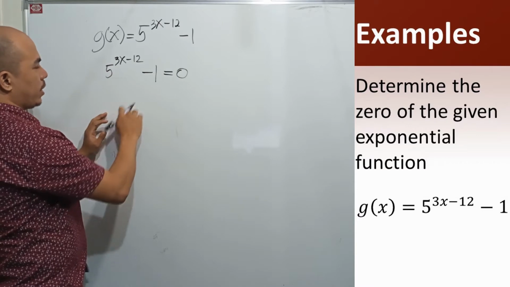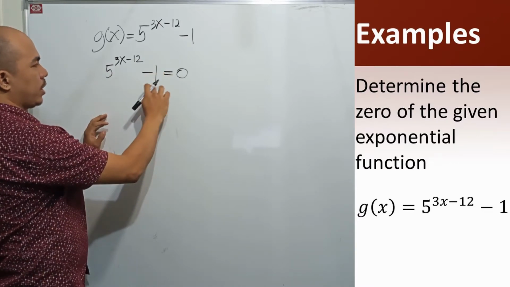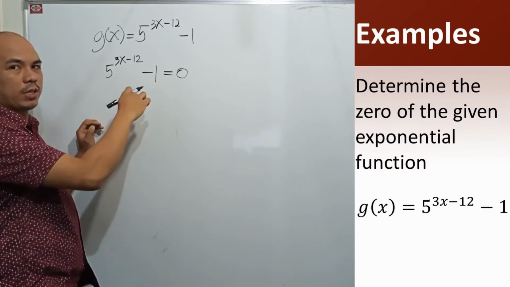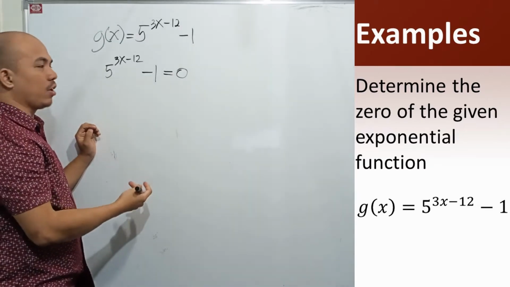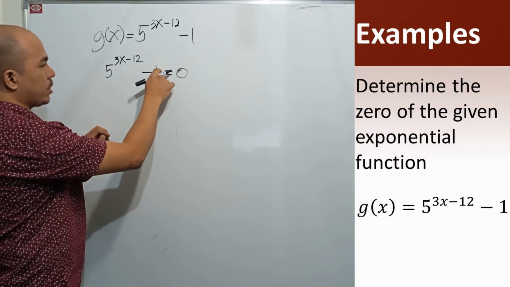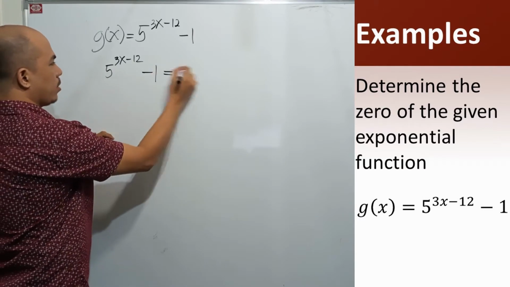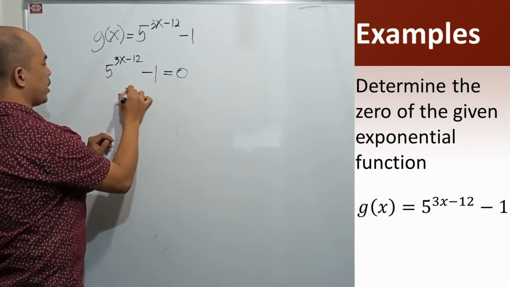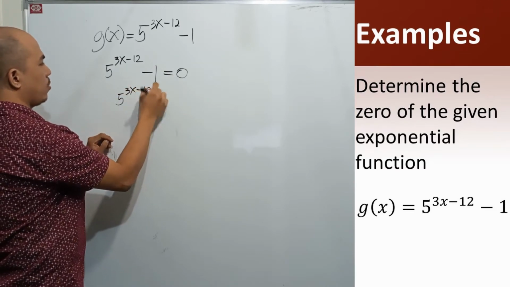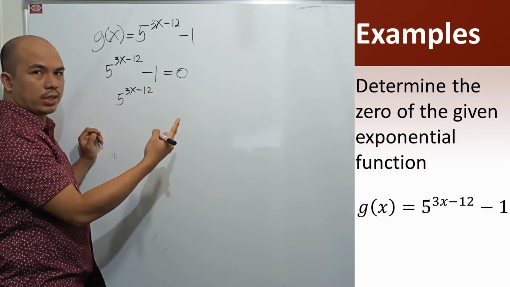So, una natin gagawin, simplify muna natin. Tanggalin muna natin itong negative 1. So, paano natin matatanggal yung negative 1? By the use of addition property of equality. Magpa-plus 1 tayo dyan, plus 1 din tayo sa kabila. So, matitira na lang 5 raised to 3x minus 12, negative 1 plus 1, so that is 0 na.